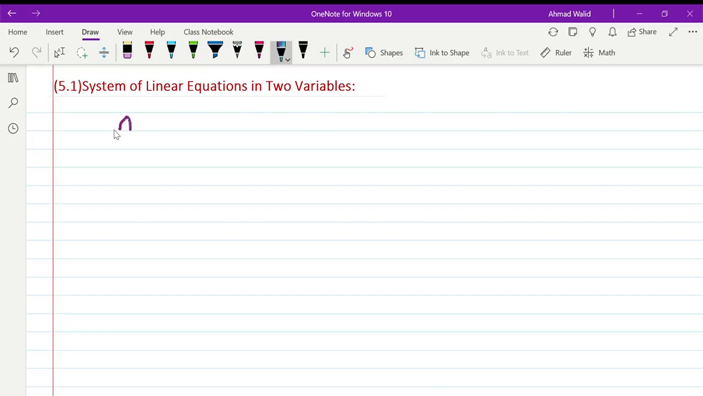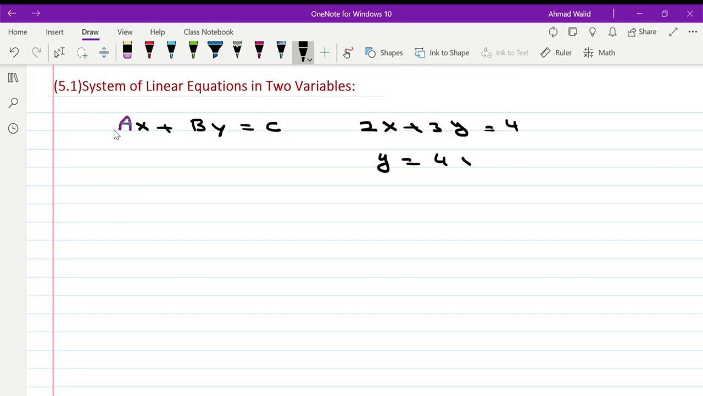Any equation that's in the form of ax plus by equals c, we call it a linear equation in two variables. For example, 2x plus 3y equals 4, correct? I call this equation a linear equation in two variables. Or another example, y equals 4x minus 5. Remember, we graphed these equations in two variables, correct?